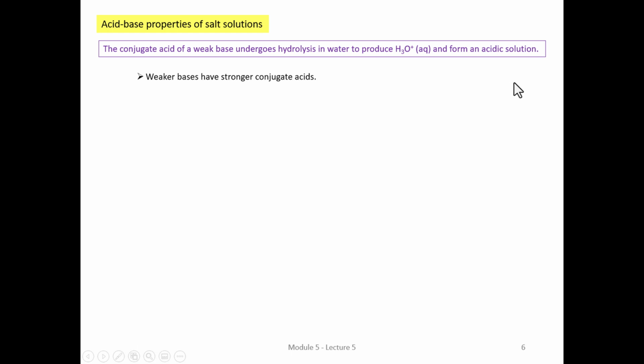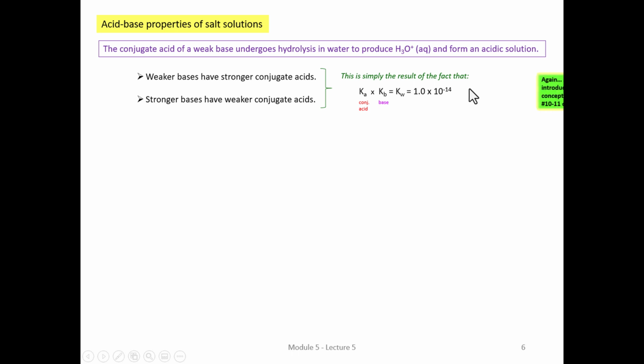In an analogous manner to weak acids, weaker bases have stronger conjugate acids, and stronger bases have weaker conjugate acids. Again, this is simply the result of the fact that Ka of the conjugate acid times Kb of the base has to equal Kw. So if the base gets weaker, if Kb goes down, Ka would have to go up. Weaker bases have stronger conjugate acids. And again, we introduced this concept way back in lecture 1.